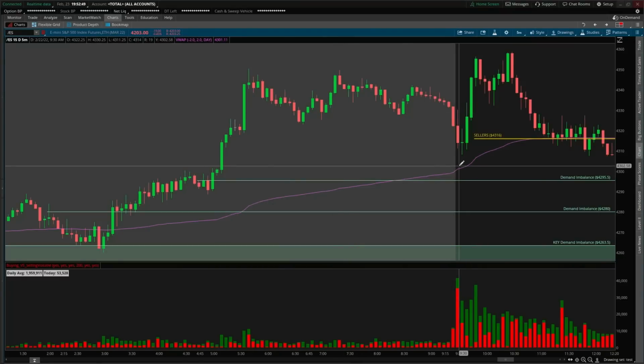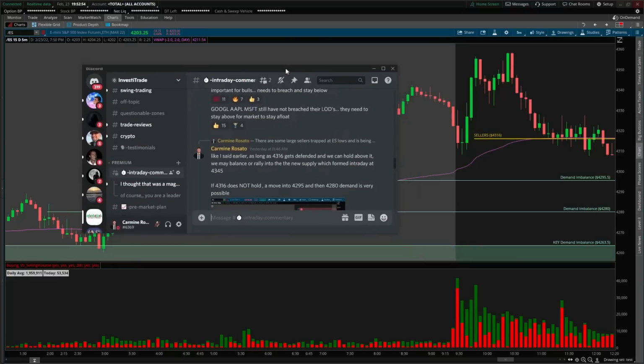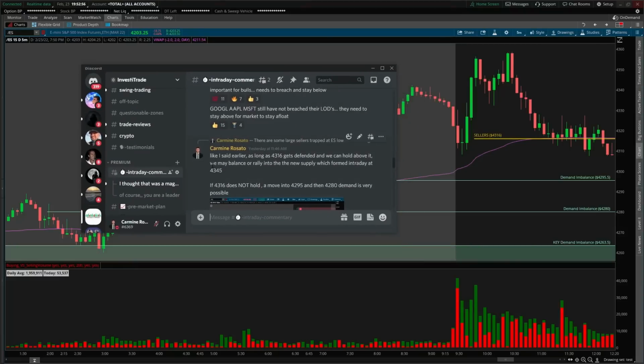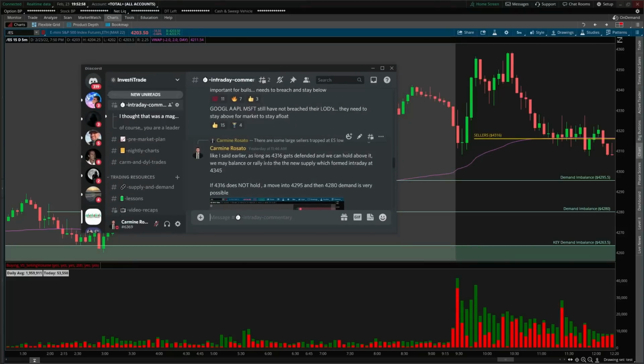This was a trade on February 22nd. I posted this in the Discord, and I basically said that we had a 4316 area where there were some large sellers trapped. As long as this area gets defended and we could hold above it, we may balance or rally into supply near the highs. However, if 4316 does not hold, a move into the 4295 and 428 demand zone is very possible.